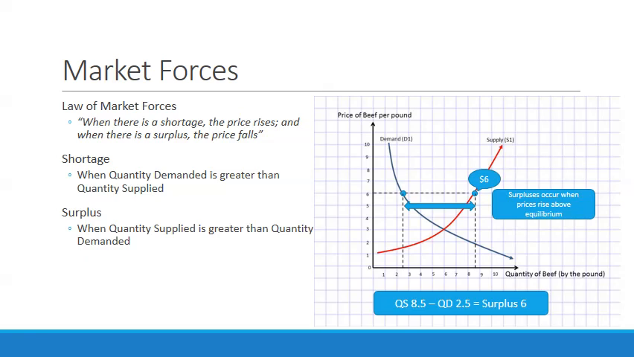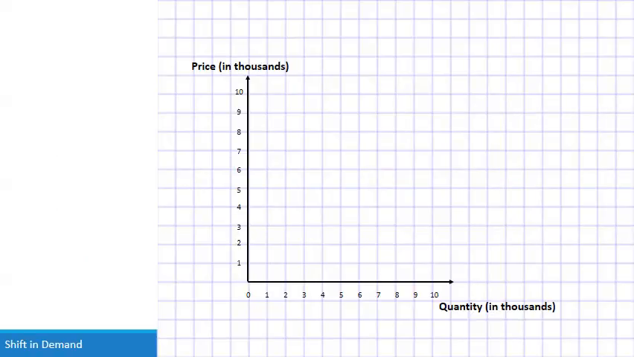So when supply or demand shift, creating a new equilibrium and moving into the equilibrium, you can remember that if the price falls below what was the original equilibrium, we're going to see a shortage. And if prices rise above the original equilibrium, then we're going to see a surplus.